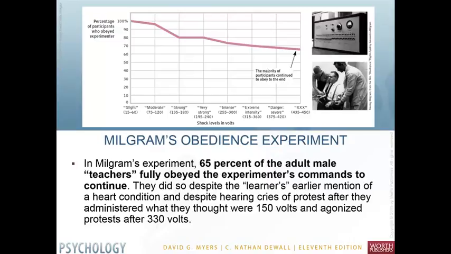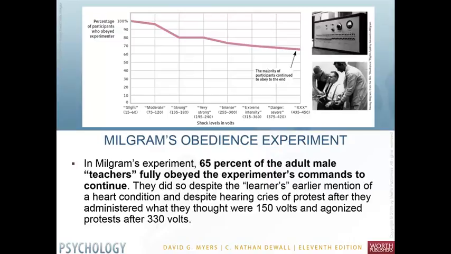Now, what the teachers didn't know is that the learner was working with the experimenter. The learner had a script. He was not actually getting shocks, but he was pretending that he was. The teachers were the actual ones being tested. They wanted to see how far people would go in giving electric shocks to a complete stranger simply because someone in authority told them to do this.